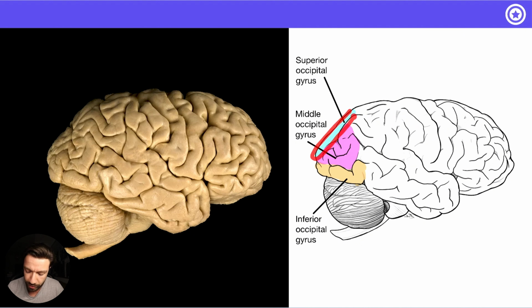Superior is going to be the most superior and medial. The middle is going to be found right there in the middle. And then the inferior is going to be the most inferior, as well as lateral.